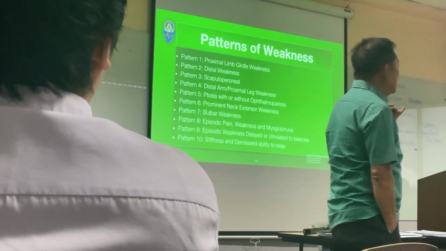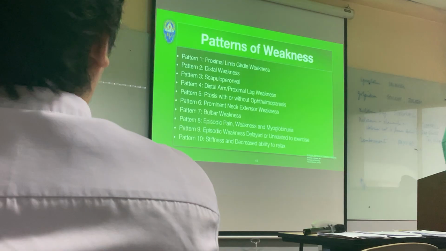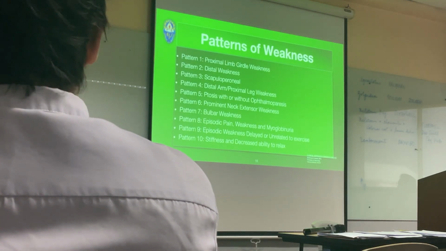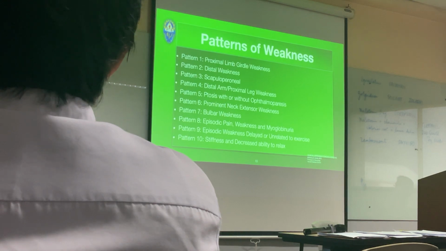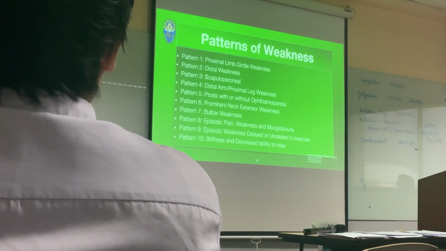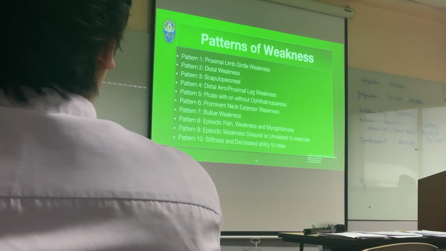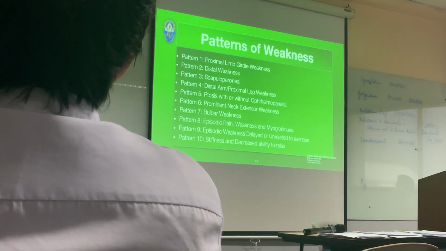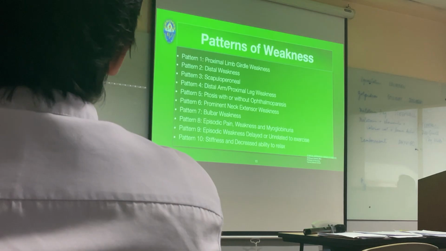EMG and NCV. Usually, the nerve conduction velocities will be normal. Simple lang. Normal. Nerve conduction velocities are normal. Okay? So, the problem is the muscle. So, what's the problem with the muscle when you do electromyography?